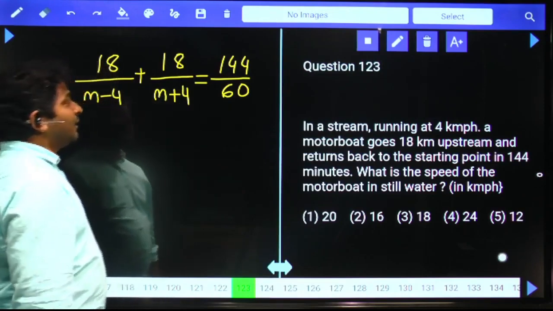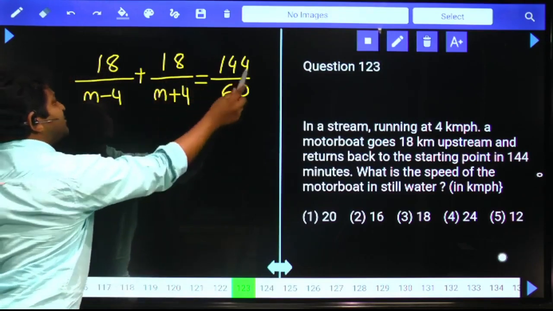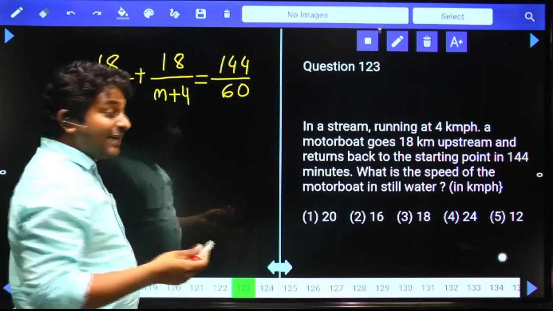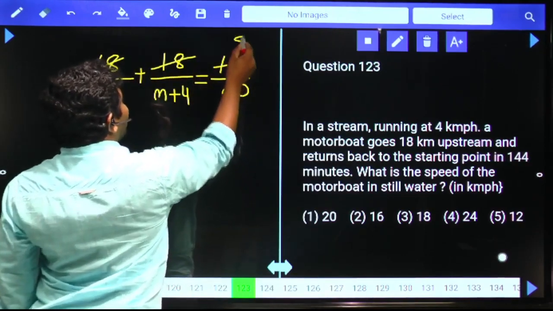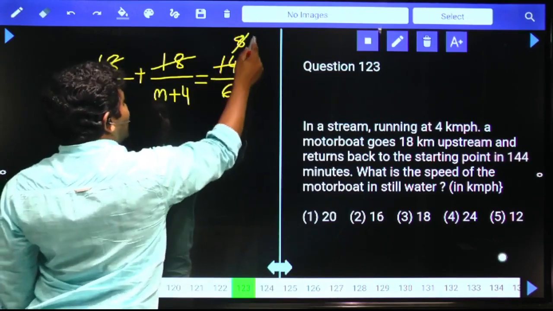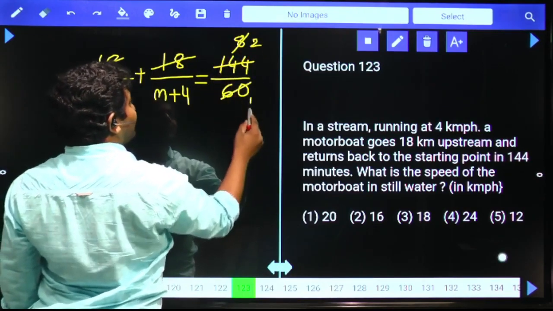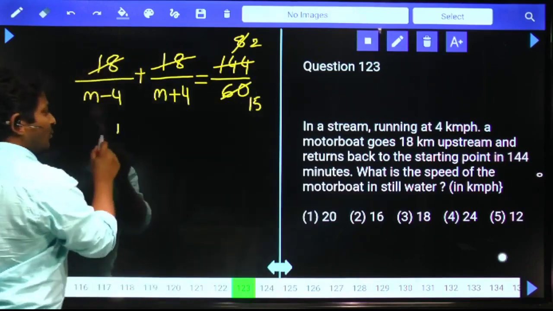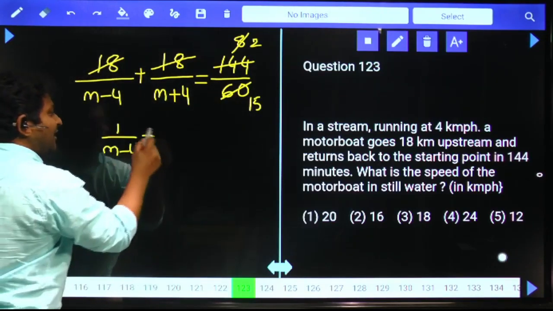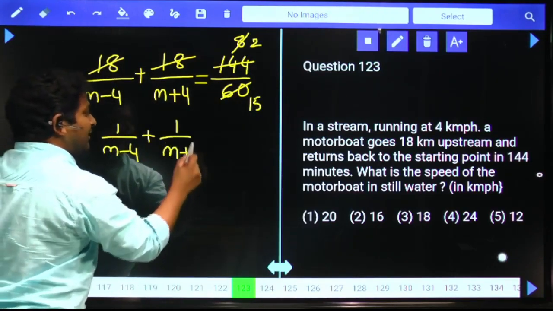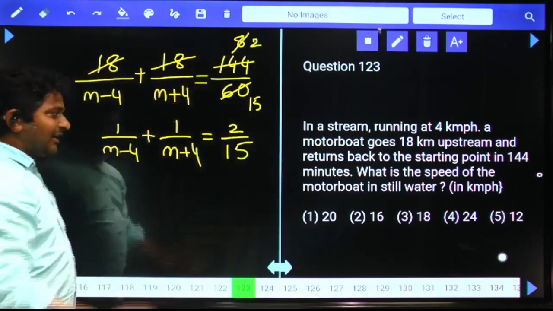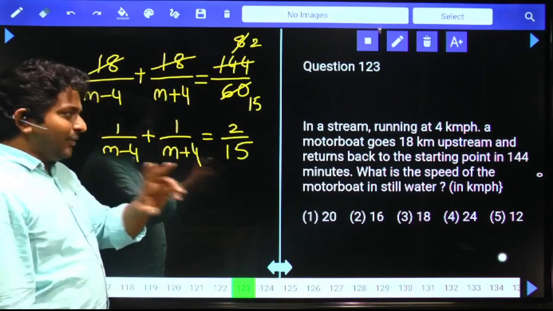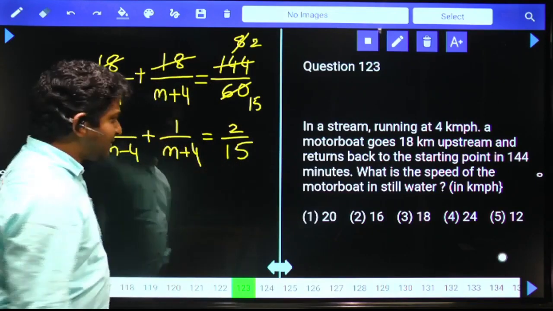Now, 18 how many times is 144? 18 8 times. Take 18 common, and here you'll have 8 times. 4 2 times, 4 15 times. 1 by m minus 4 and then 1 by m plus 4 is equal to 2 by 15. Now we need to calculate what is the m value. Now I'll go for answer verification.